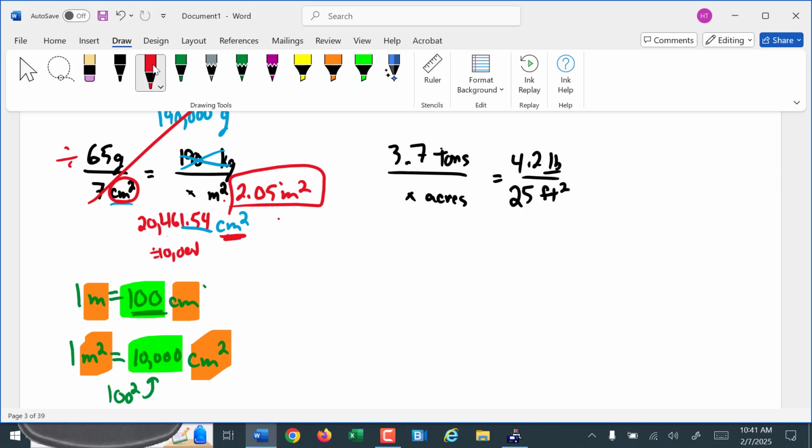This last one's actually a spreading formula. We use it for fertilizer, chemical disposal, whatever. This is actually a chemical disposal example. You're allowed to put up to 4.2 pounds of this over a 25 square foot area. If you needed to dispose of 3.7 tons, how many acres would you need?